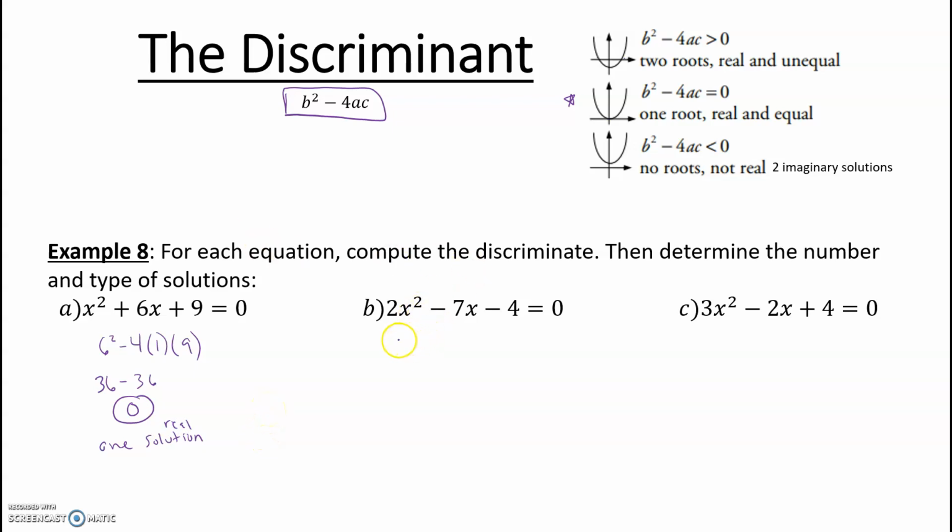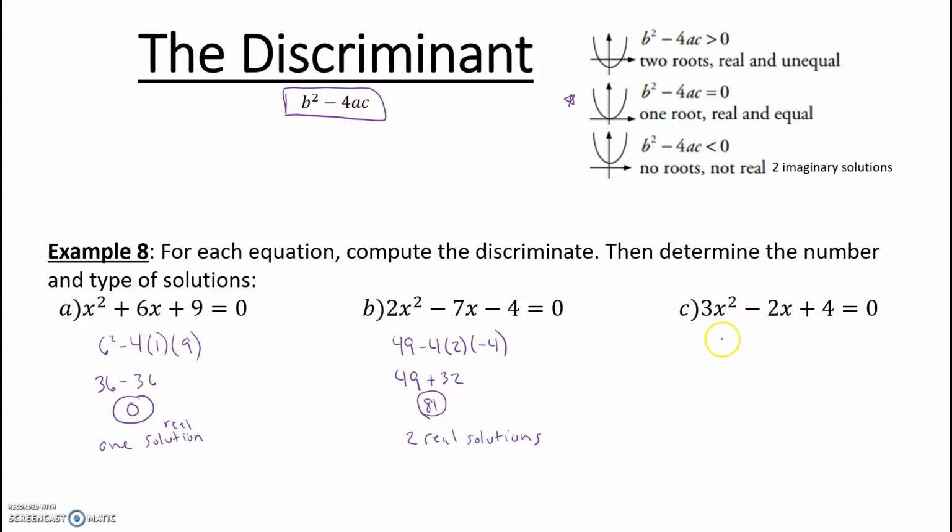Moving on to the next one. B squared, so negative 7 squared, minus 4 times A times C. So we've got 49. Negative is going to make plus 8 times 4, 32. And you get 81. So there's your discriminant. This is positive. This means we're going to have 2 real solutions, 2 real roots.